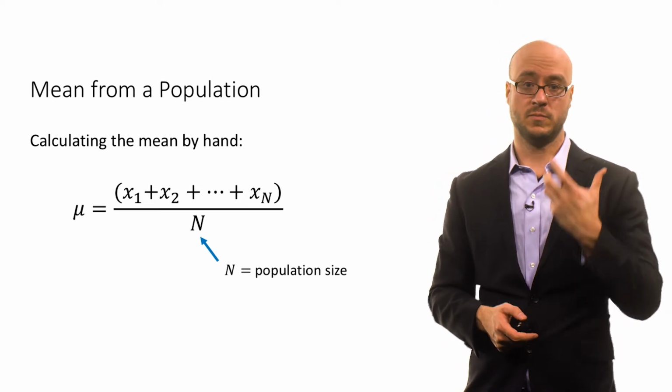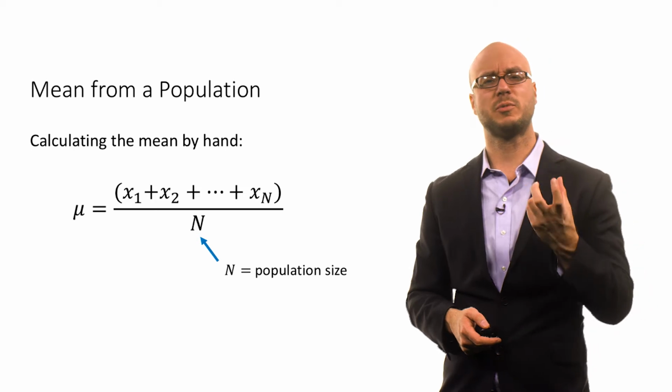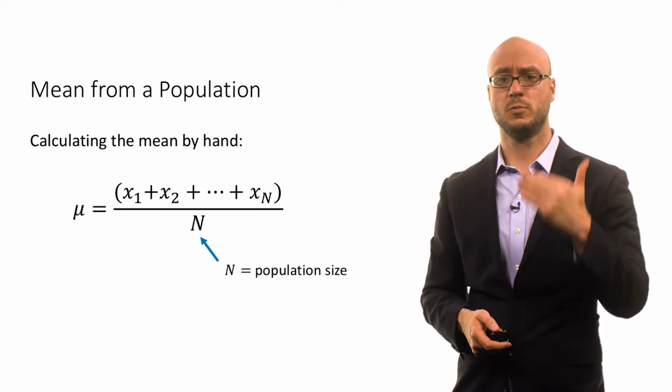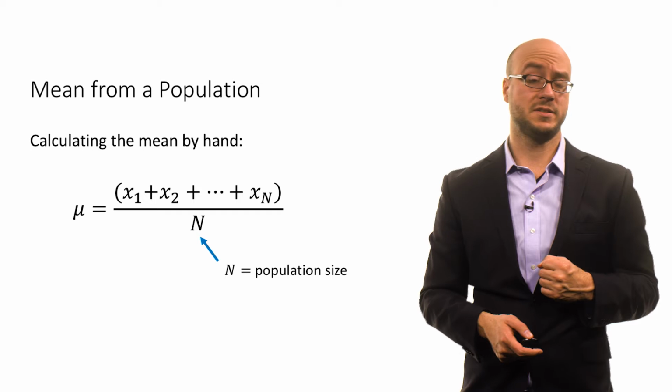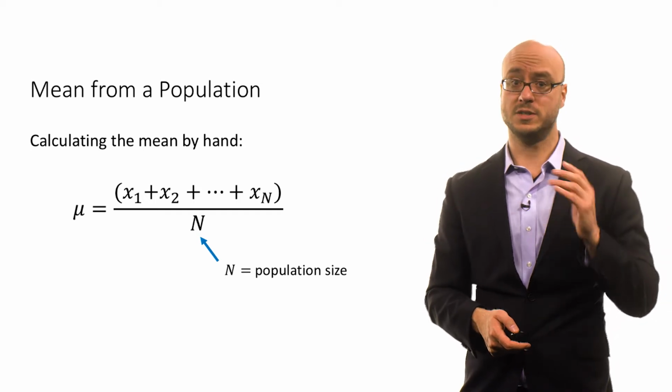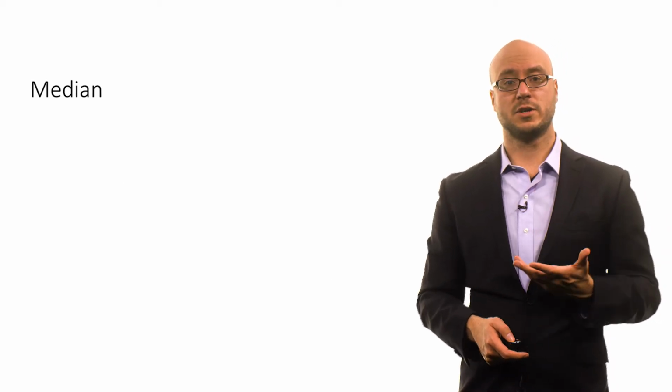We have capital N, which refers to the total size of a population, and we use this Greek letter mu. Right? For population parameters, we use Greek letters. For sample statistics, we typically use Latin or Roman letters. Not always, but usually. We also have this measure of the median.